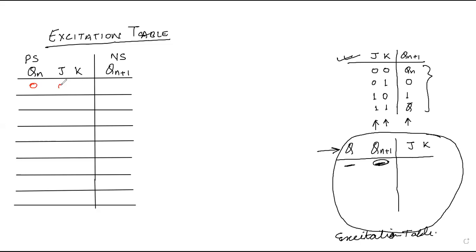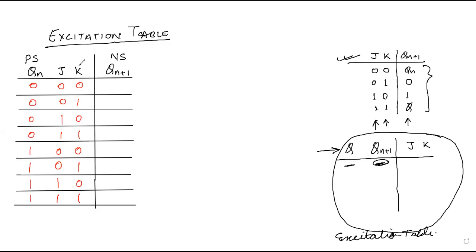0 0 0, 0 0 1. Okay, so if we have 3 variables, then we can write 0, 1, 2, 3, 4, 5, 6, 7 in binary, or we can write it in an easy way: 2 zeros, then 2 ones, then 2 zeros, then 2 ones. Again here there will be 4 zeros, then 4 ones. Okay, so in this way you can draw the truth table very easily.